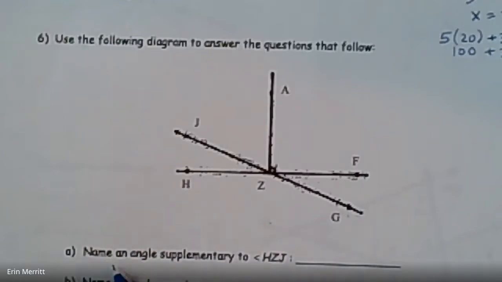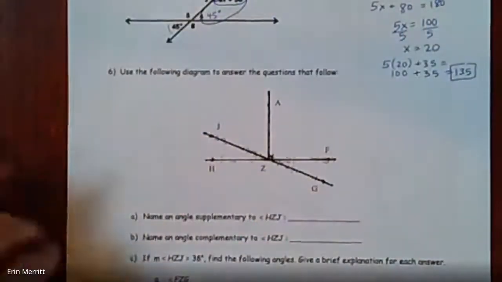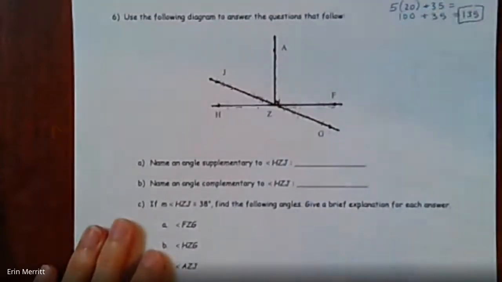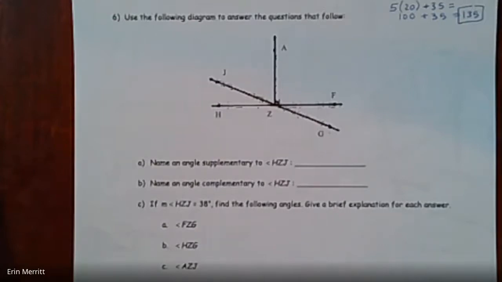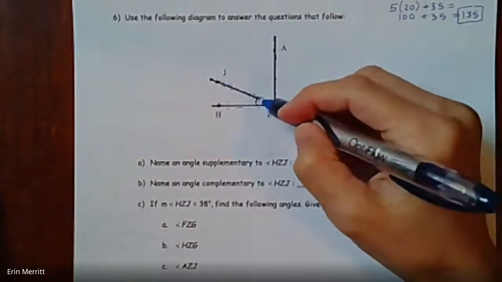So for the first one, when it says name an angle supplementary, I'm going to zoom out a little bit so that hopefully you can see multiple things at the same time. Let me slide this forward just a little bit. Here we go. All right. Name an angle supplementary to angle HZJ. So let's find that, HZJ. That's this guy.